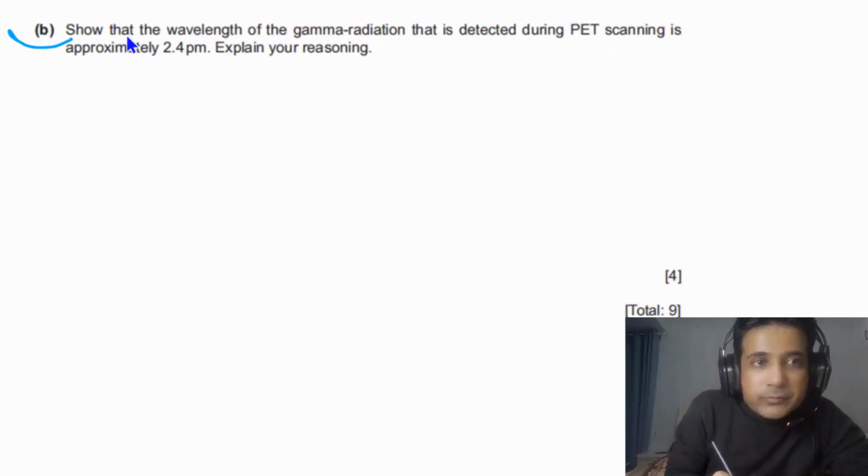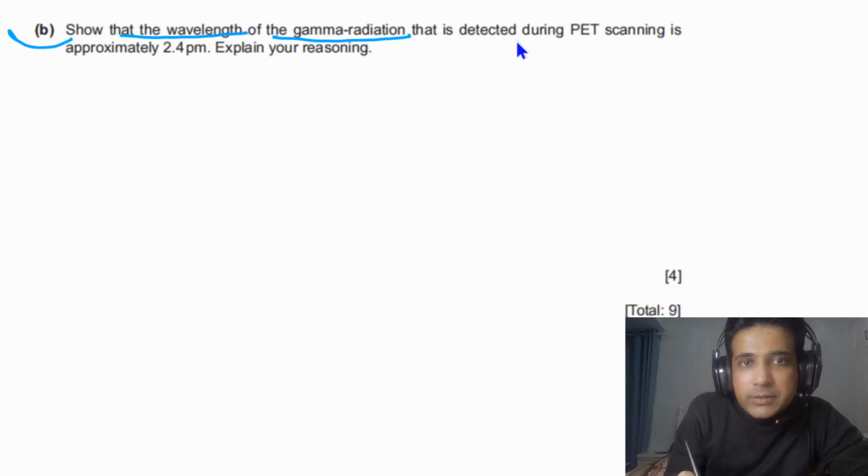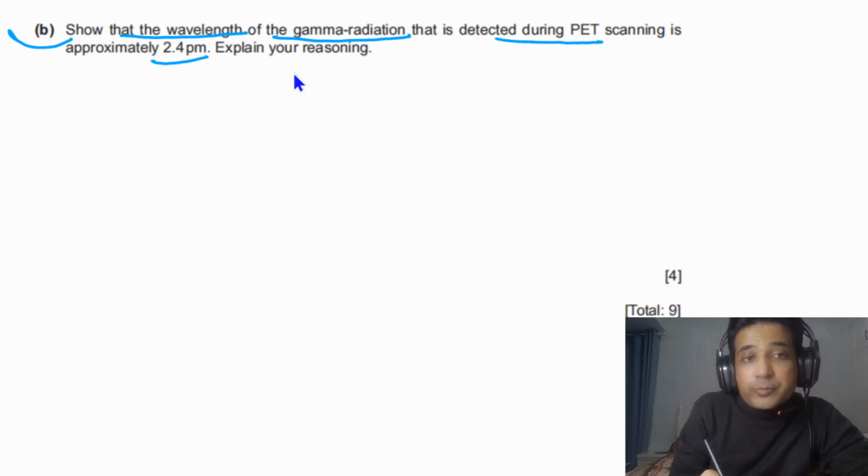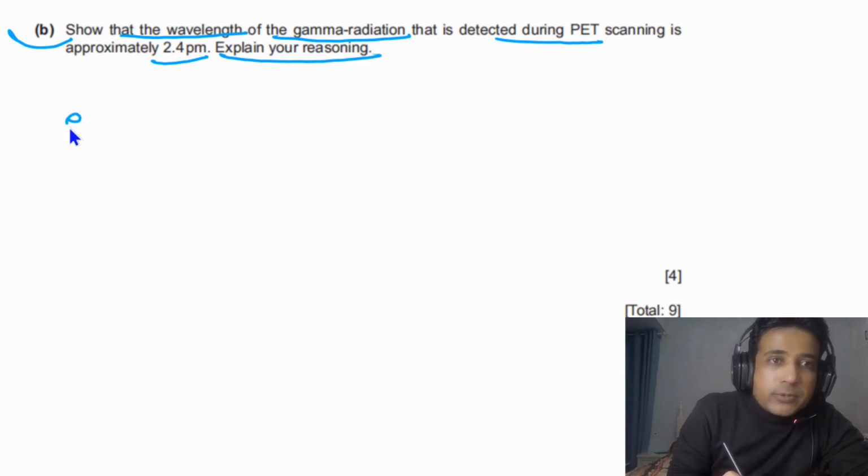For part B, we need to show that the wavelength of the gamma radiation that is detected during PET scanning is approximately 2.4 picometers. And also we need to explain our reasoning, because the question is asking us to explain your reasoning. So first of all, let's try to understand how gamma photons are emitted. We have discussed this in the last part, so let's discuss it again.